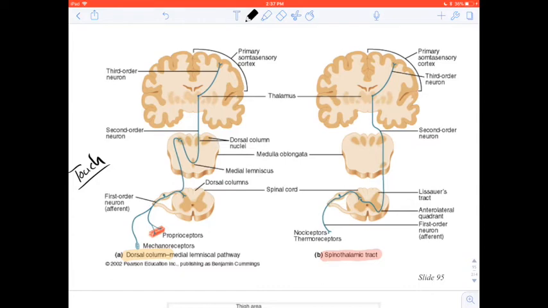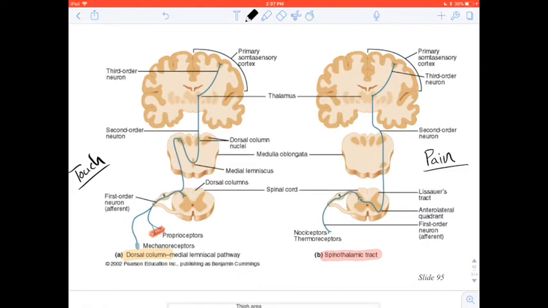The spinothalamic pathway is going to be our pain pathway. So your pencil slips out of your hand and the lead kind of stabs into your fingertip. That's going to activate this spinothalamic pathway. That pain's felt through these three neurons in the spinothalamic tract.